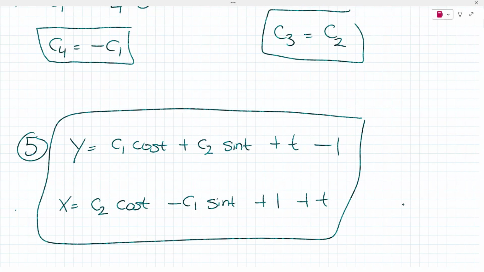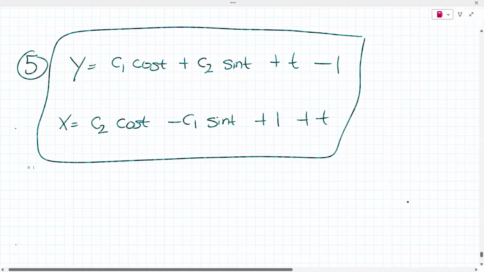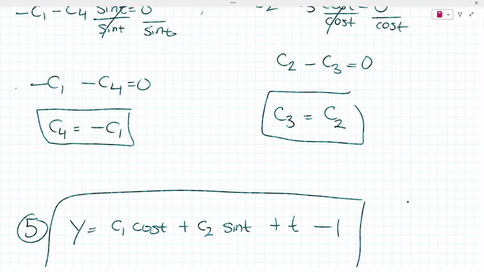Okay, I think that is it. Yeah, so that is the elimination method. It's a long process. So yeah, I'm going to stop here.